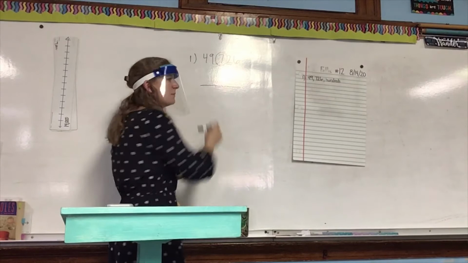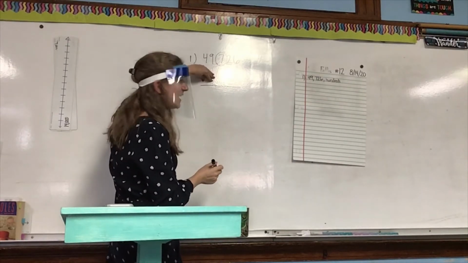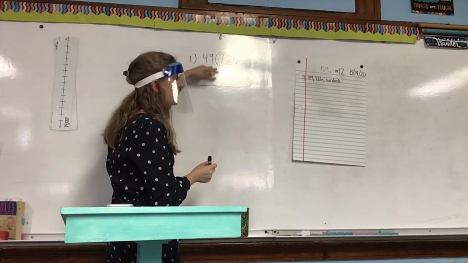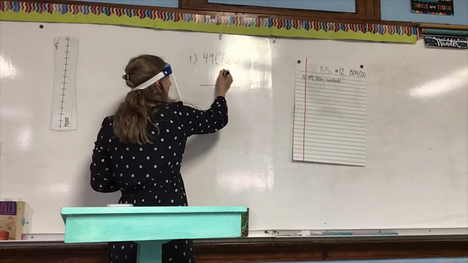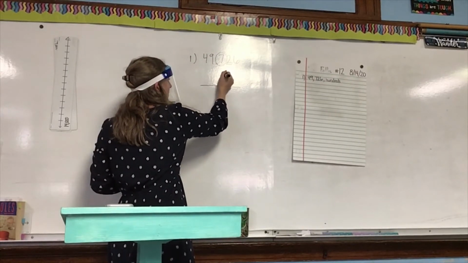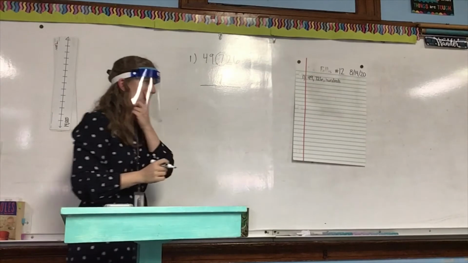So I'm going to come down to my line. I'm going to save some space at the beginning, just in case I need to put digits there. And I'm going to keep my circled digit the same.